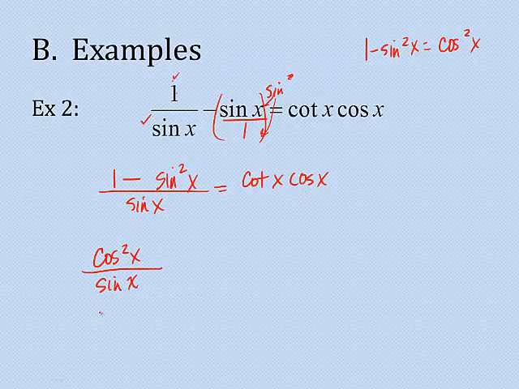All right, again, let's separate it out. Cosine of x times cosine of x over the sine of x. All right. Again, this has to equal cotangent of x, cosine of x.